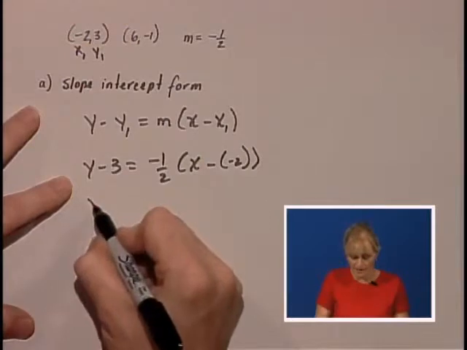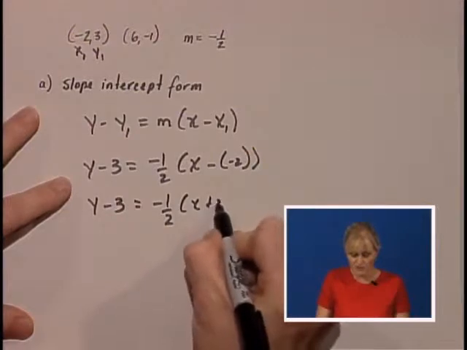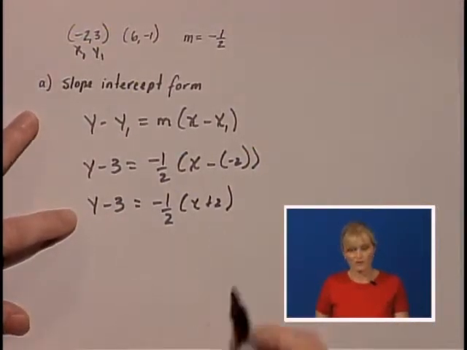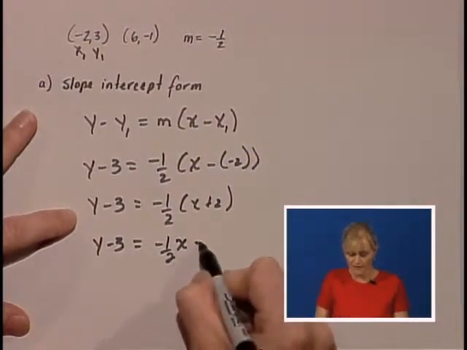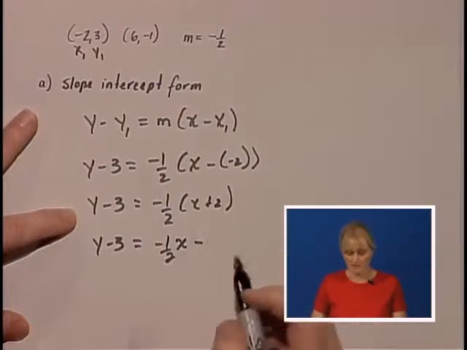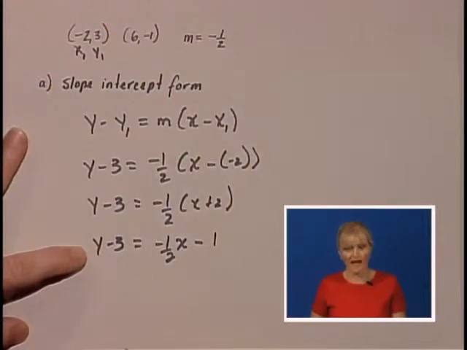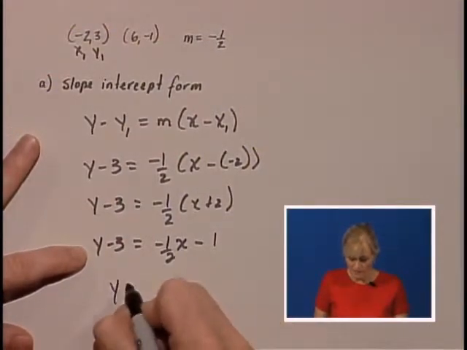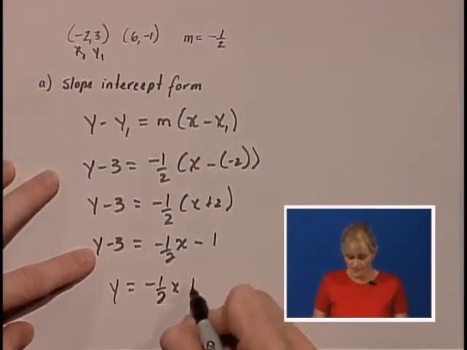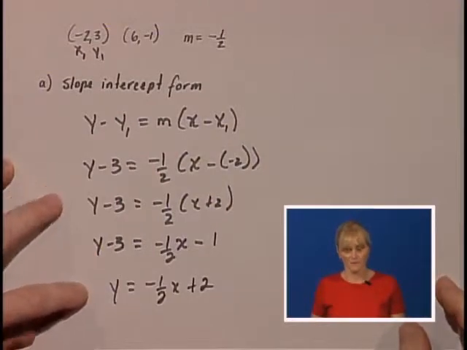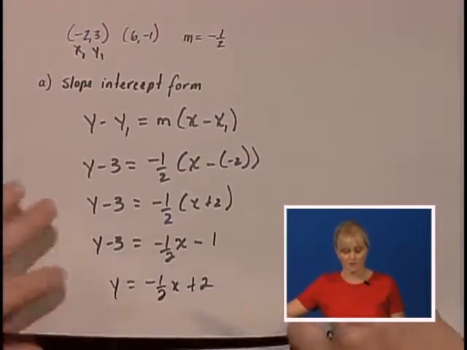Let's clean up this right-hand side. y minus 3 is equal to -1/2 times x plus 2. We'll carry through our distributive. y minus 3 is equal to -1/2 x minus 1. Getting y by itself for slope-intercept form, we're going to add 3 to both sides. And we'll have y is equal to -1/2 x, -1 plus 3 is a +2. So we have this now in our slope-intercept form, and we're ready to put this in standard form.